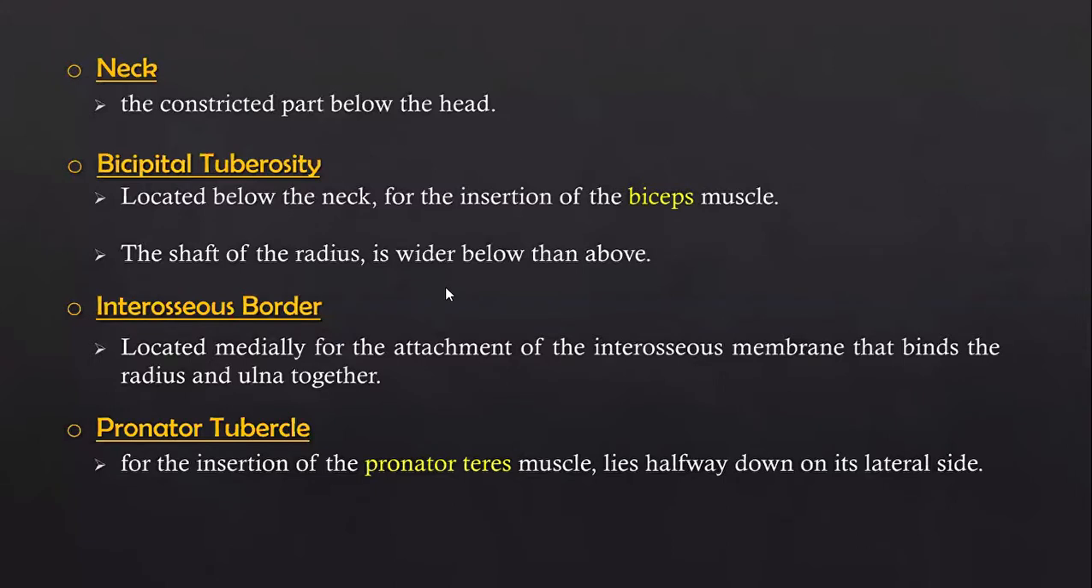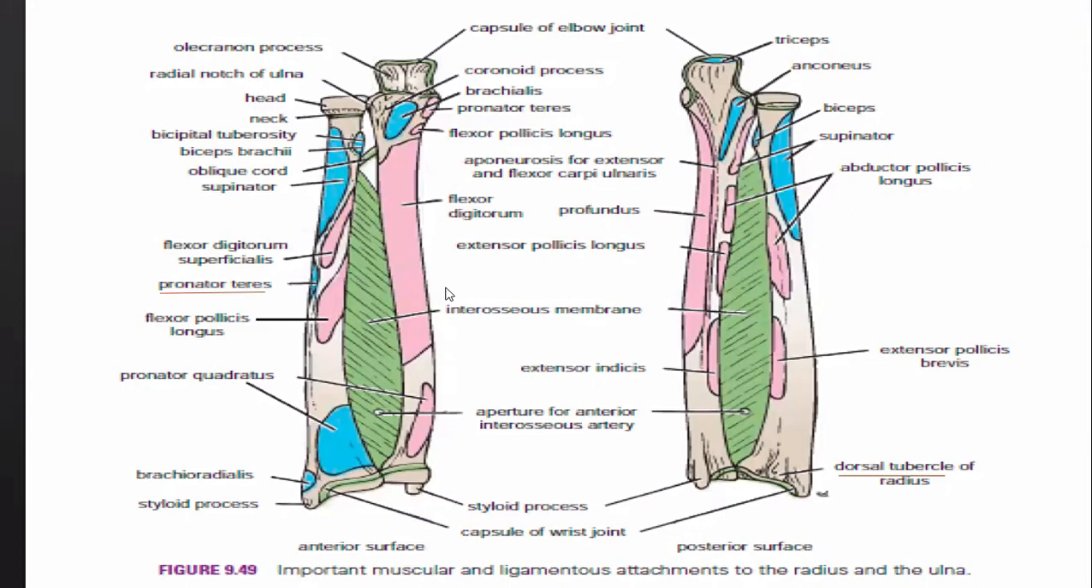The shaft of the radius is wider below than above. So the interosseous border, which is located medially, is for the attachment of the interosseous membrane that binds the radius and the ulna together. So this is the interosseous border of the radius.